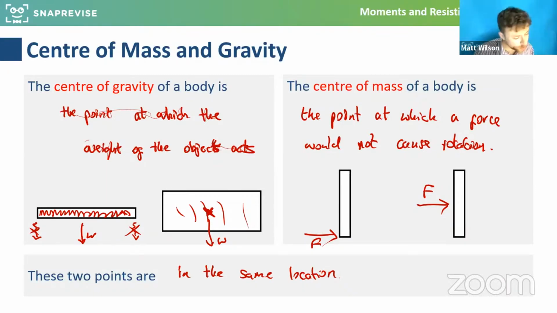No problem. So there's the point at which a force wouldn't cause rotation. As you can see intuitively, in a uniform object, it's the middle. And it's the same for the center of gravity. The weight acts through the middle. Now, it turns out that even when you have non-uniform objects, so really weirdly distributed masses, something that you can always rely on is that these 2 points will be in the same location.